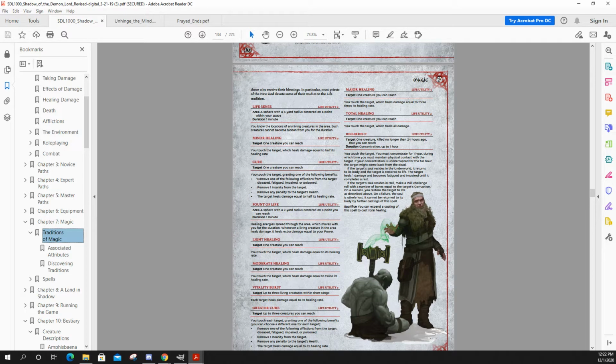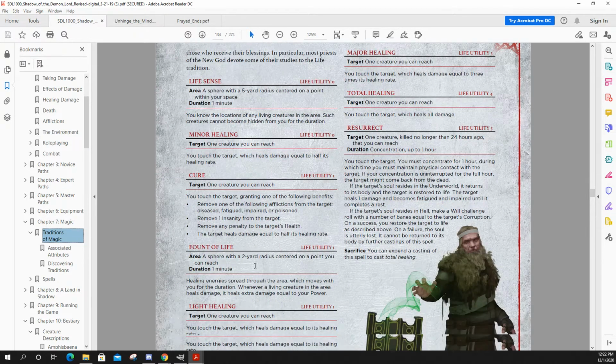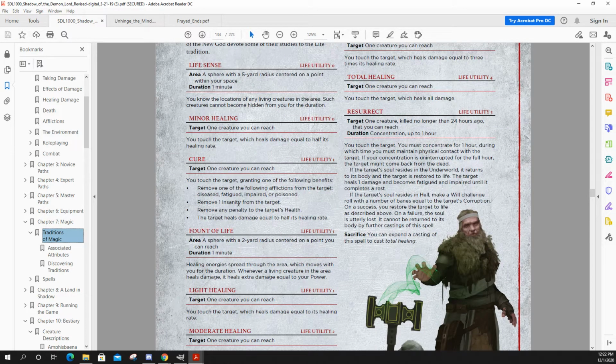It's a cure spell. So with a cure spell, you can remove one of the following afflictions from the target: disease, fatigue, impaired, or poisoned. Remove 1 insanity from the target. Okay, and the character probably has at least 2 castings of this, so in any given day, they can probably get rid of 2 points of insanity.